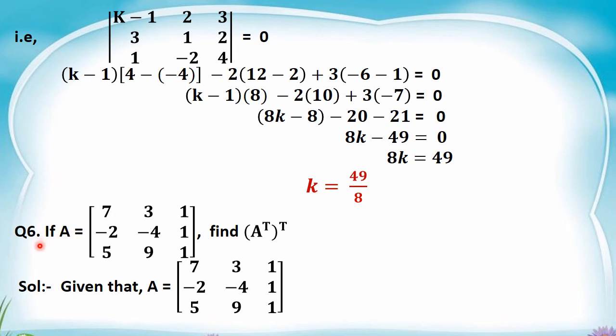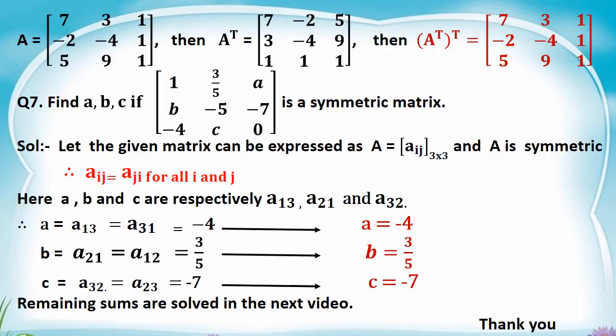Next question, question number 6. If A is equal to the third order matrix 7, 3, 1, minus 2, minus 4, 1, 5, 9, 1. Find A transpose the whole transpose. So two times we are finding the transpose of the original matrix. So we will write the matrix first. Then we will find the transpose of the matrix. A transpose is equal to interchanging the rows and columns. So the first row will become the first column, the second row will become the second column and the third row will become the third column.